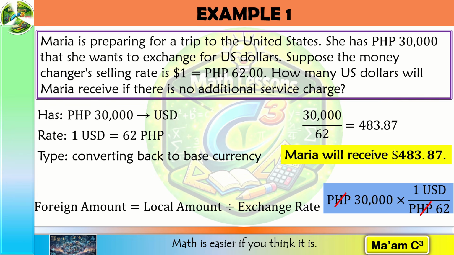Now let's pause and think. Does our answer make sense? Since 1 US dollar is worth 62 pesos and Maria has 30,000 pesos, we would expect to get a little less than $500. And yes, 483.87 US dollars is a reasonable answer. That's another good habit in mathematics. Always check whether your answer is reasonable.